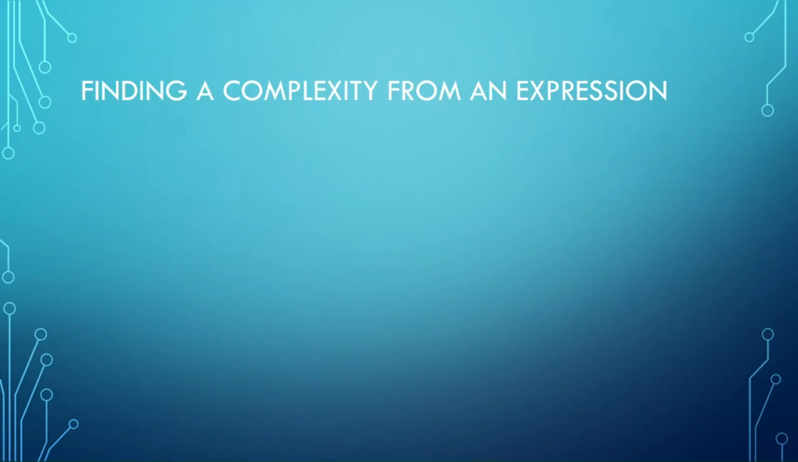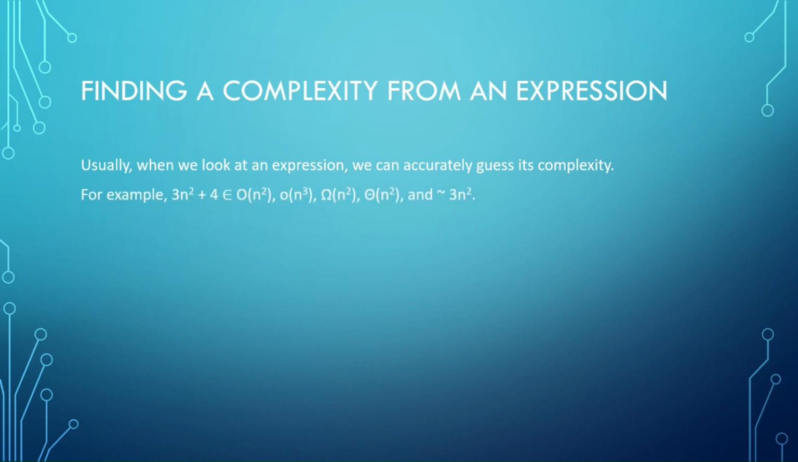So we've looked at how we analyze an algorithm of the code to find an expression. Now, let's take that expression and find the complexity from it. Usually when we look at an expression, we can accurately guess its complexity. So let's say 3n squared plus 4. It's in big O of n squared, little o of n cubed. It's in omega n squared, theta n squared, and it's tilde 3n squared.